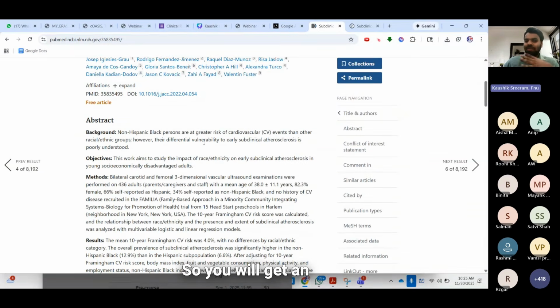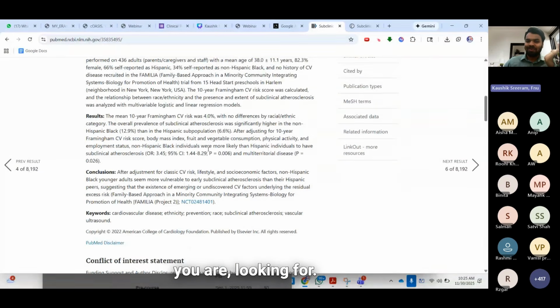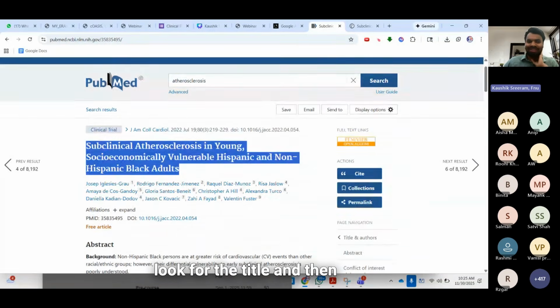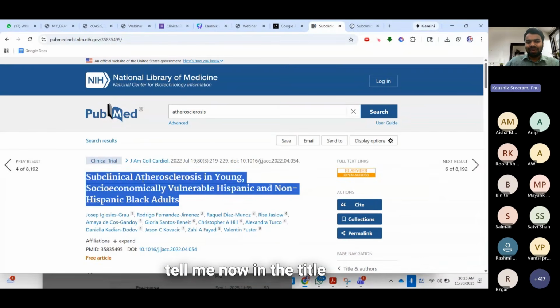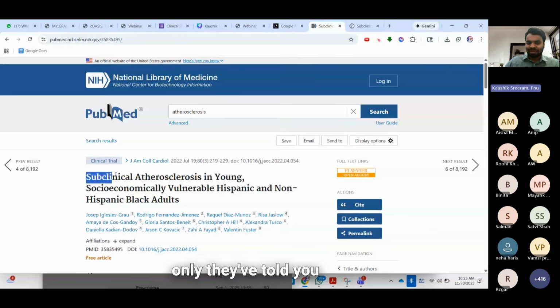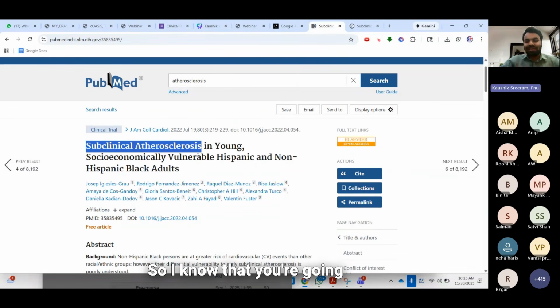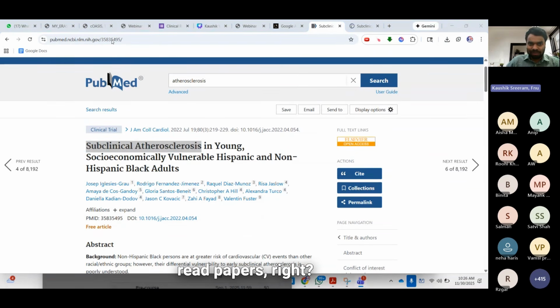Right? So you will get an understanding of what you're looking for. What I do is I always look for the title and then I try to guess what the paper is supposed to tell me. In the title only, they've told you subclinical atherosclerosis. Done. So I know that you're going to find atherosclerosis. That's how I read papers, right?